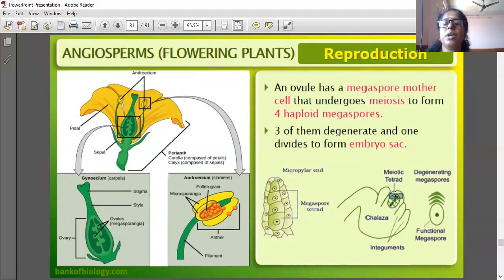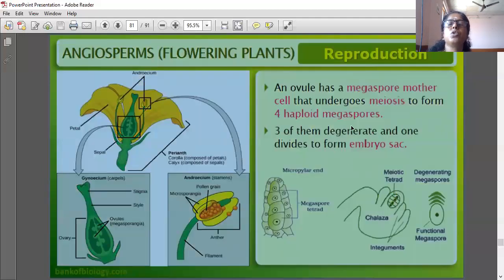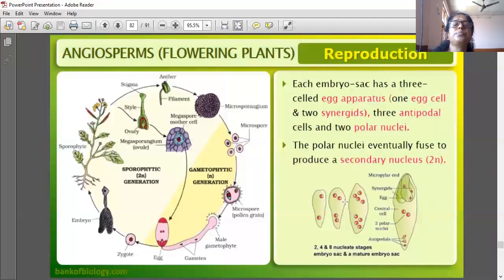So an ovule has a megaspore mother cell that undergoes meiosis to form 4 haploid megaspores. 3 of them degenerate. From these 4, 3 are degenerating. Degenerating means destroying. Only 1 will remain there. 3 of them degenerate and 1 divides to form the embryo sac. Here 1, 2, 3, 4. 3 are degenerating and 1 remains to form the embryo sac.